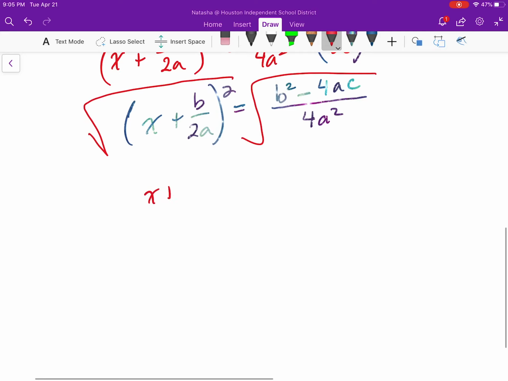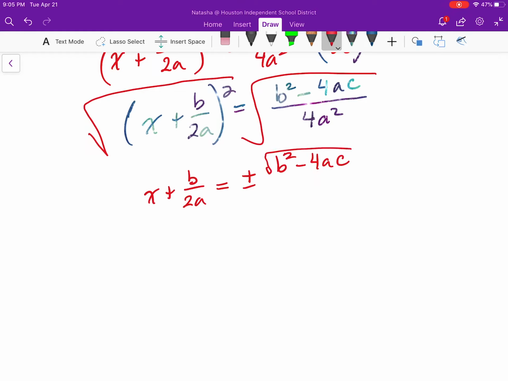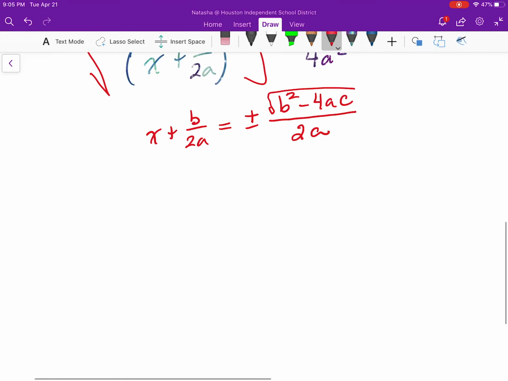Now I'm set to where I can take the square root of both sides. So I'm going to take the square root of that side, square root of that side. This is now going to give me x plus b over 2a equal to plus or minus. This fraction, remember, when I have a fraction, I need to square root the top and the bottom. So I can't take the square root of b squared minus 4ac. That has to stay. I won't simplify. So that's the square root of b squared minus 4ac, all over, well, the square root of 4 is going to give me 2. Square root of a squared is going to give me a.